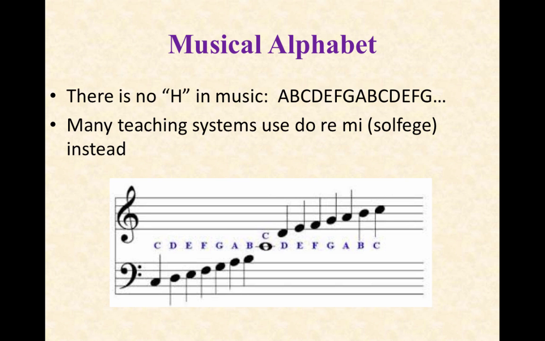If we make a few changes from the whole, whole, half pattern, they don't even use A, B, C. Everything is do, re, mi. But that is called solfege. Then we're making a minor scale.